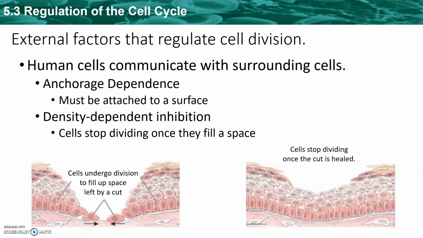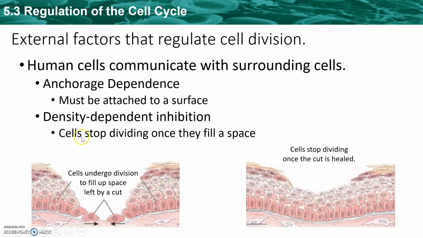Now, there are some external factors as well that cells respond to in cell division. Human cells, for example, exhibit what we call anchorage dependence. That's just a fancy way of saying that the cells must be attached to a surface. Even something like your blood cells, when those are formed, they're formed inside of your bones, in your bone marrow, which is attachment to a surface. And then after they have completed their cell cycle and they're just being used by the body, that is when they go into the bloodstream.